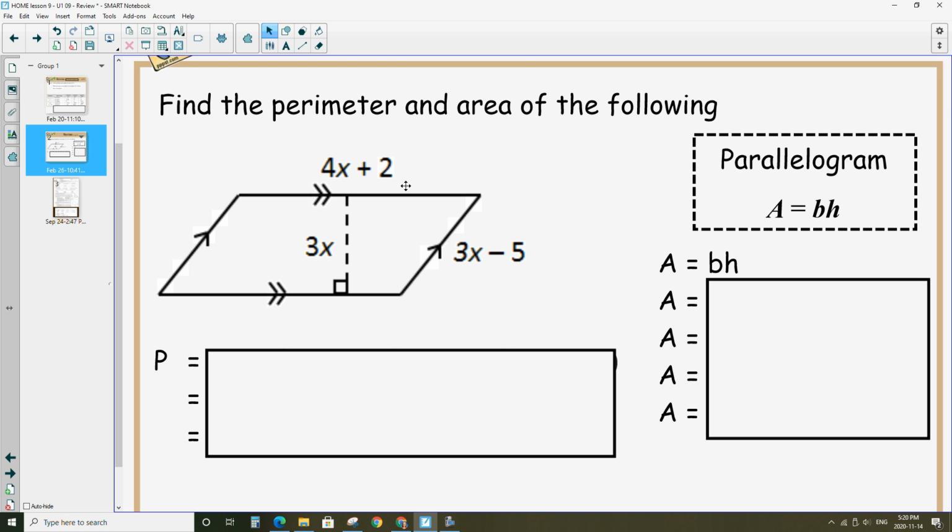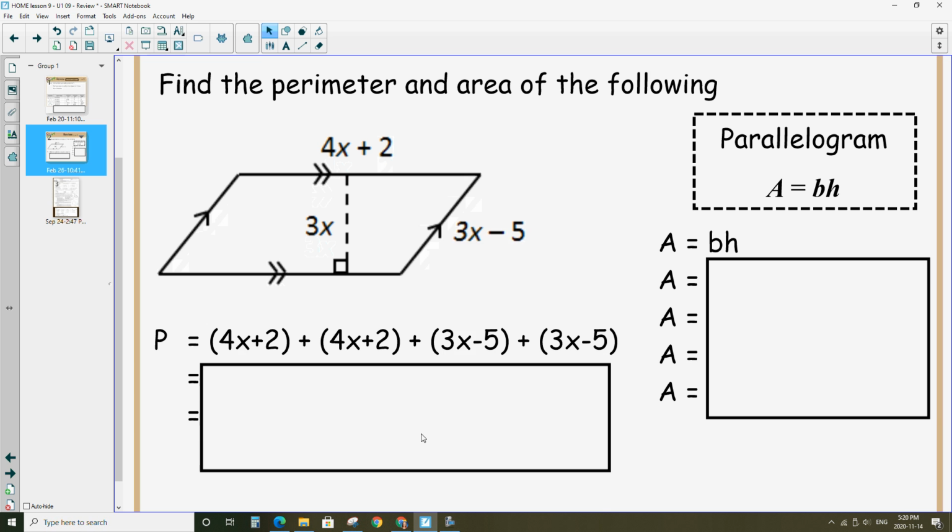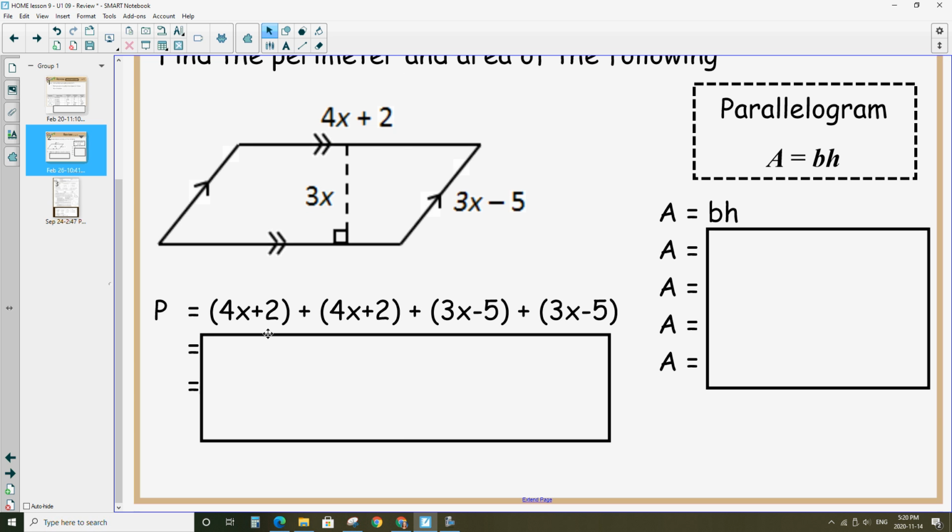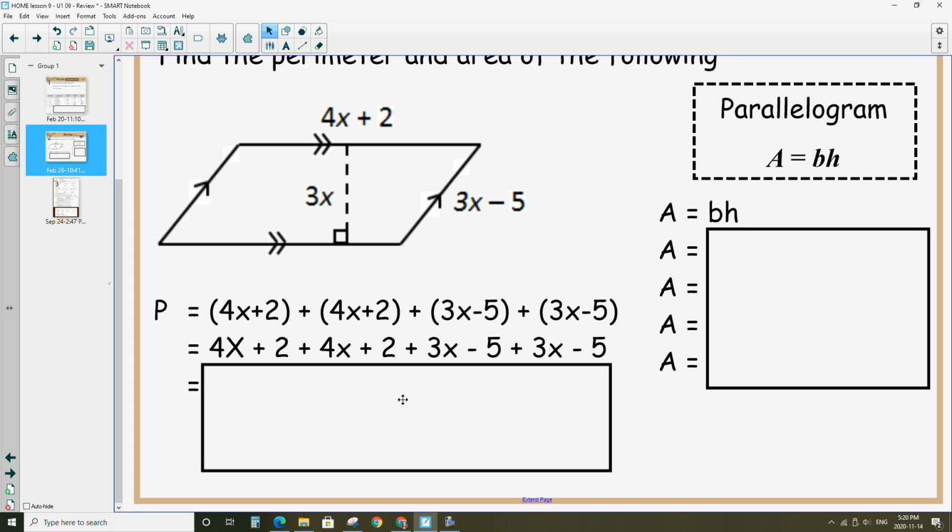So we're going to add up 4x plus 2 plus 3x minus 5 plus 4x plus 2 plus 3x minus 5. Okay, which is what I've done here. I have it written in brackets, but you don't really need the brackets. In the next line, I just simply remove them.